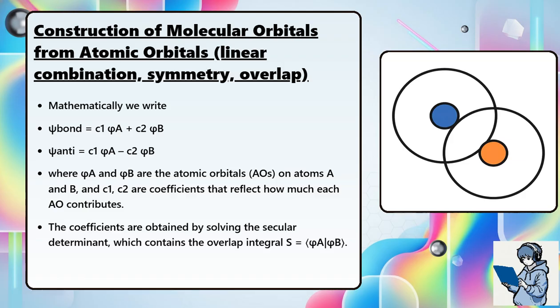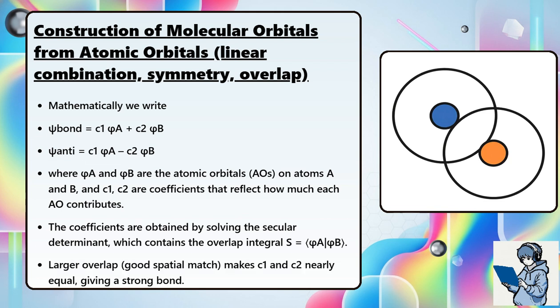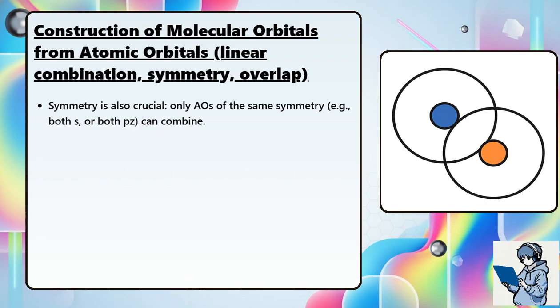The coefficients are obtained by solving the secular determinant, which contains the overlap integral S, equal to the overlap integral of phi A and phi B. Larger overlap, a good spatial match, makes C1 and C2 nearly equal, giving a strong bond. Symmetry is also crucial. Only AOs of the same symmetry, for example both s or both pz, can combine.